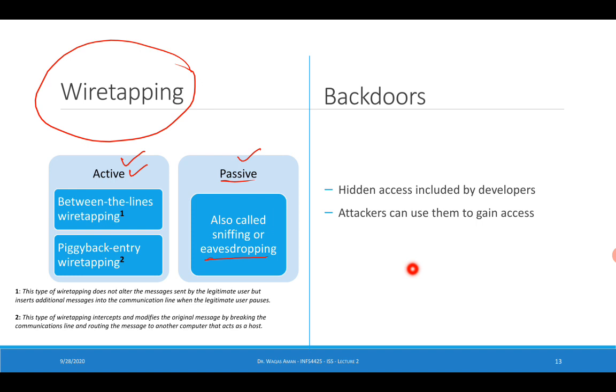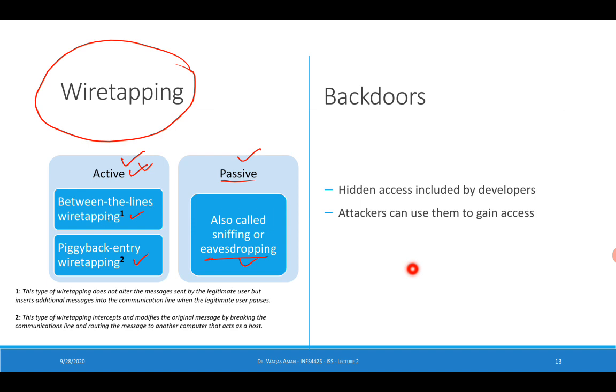Then we have active. In active, the attacker is actually participating on the line that he has intercepted, that he is sniffing on. So he's not only eavesdropping, but he's also actively involved: he uses his messages, inserts his messages, or modifies the messages that are being transferred between two points. Now it again has two types: between-the-line wiretapping and piggyback entry wiretapping.